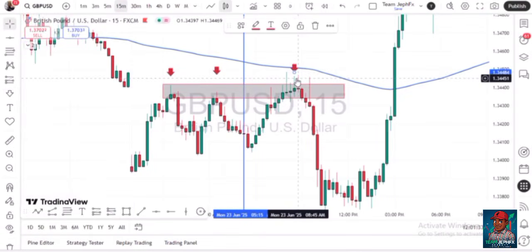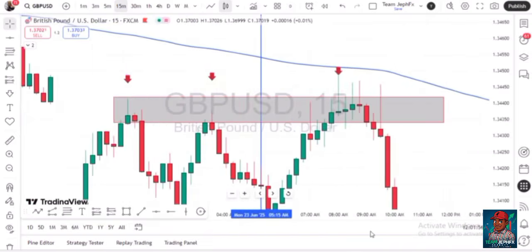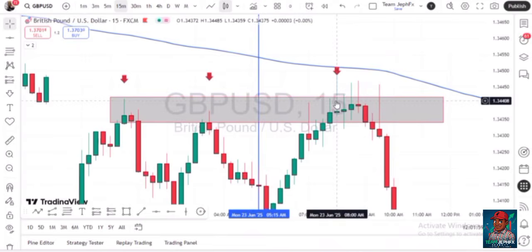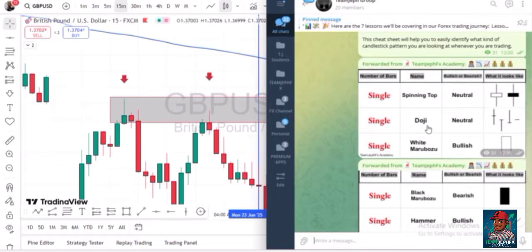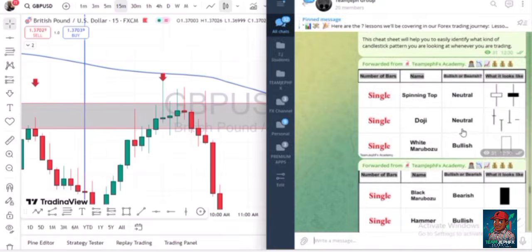So what I'm now looking for is a confirmation candle inside this point. As soon as the market came back to this side, what confirmation candle did you see? First, I can say I'm seeing this particular candle as a confirmation candle, this one that the arrow is currently on top. I'm seeing it as a confirmation candle, as you can see. Now, what is the name of this candle? Let's go to the Telegram page and check for the name.